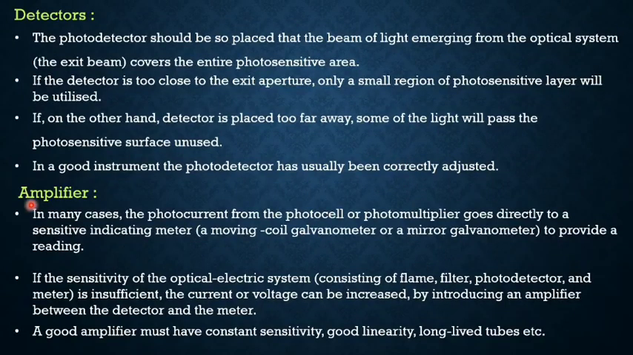The next component is the amplifier. In many cases, the photocurrent from the photocell or photomultiplier tube goes directly to a sensitive indicating meter, that is, a readout device, to provide a reading. But if the sensitivity of the optical electric system is insufficient, the current or voltage can be increased by introducing an amplifier between the detector and meter.